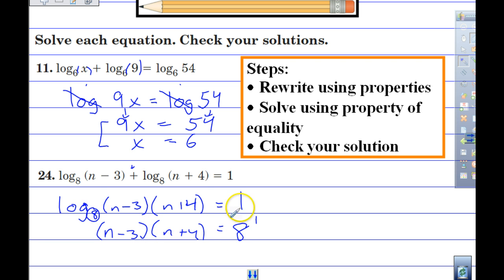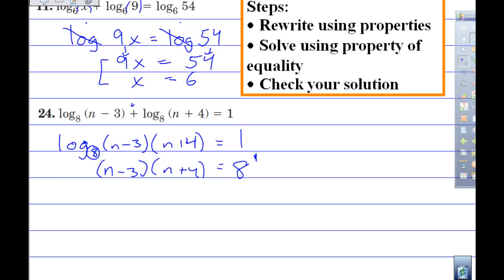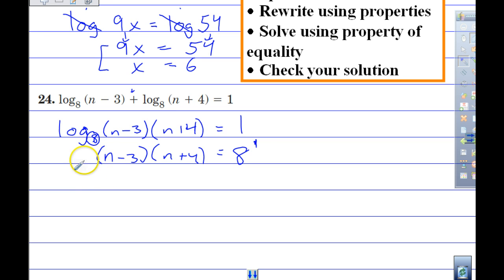Eight to the 1 power. Remember, our answer to a logarithm problem is an exponent. So this answer becomes the exponent. Our base is always right here. Okay. And then we solve that. And then from here, just quadratic work. We have to know how to solve that.